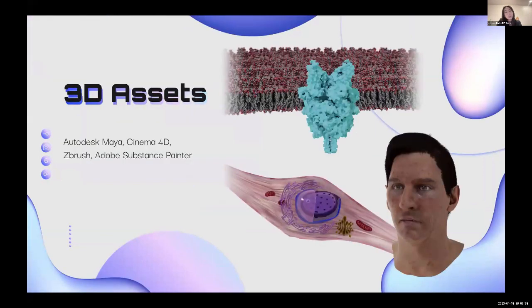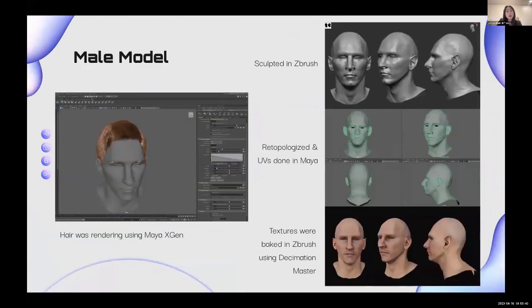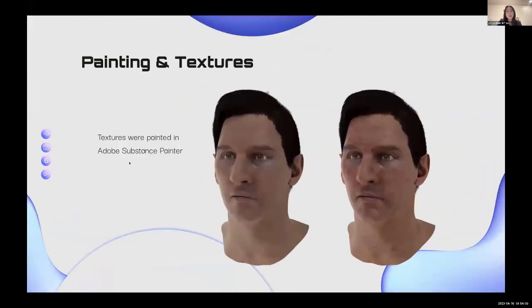And for the creation of my assets, I used Maya, Cinema 4D, ZBrush, and Adobe Substance Painter. To create my male model, I sculpted the model in ZBrush and then retopologized it and made the UVs in Maya. Then I brought the model back into ZBrush where I baked the textures and used Decimation Master to bake the high poly to low poly. And I made the hair using XGen in Maya. I then used Adobe Substance Painter to paint on it and to show more of the physical symptoms of scleroderma.